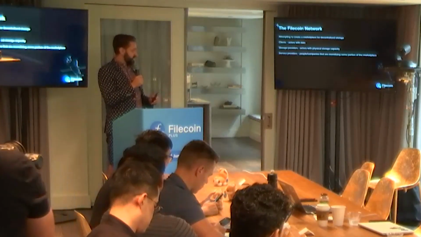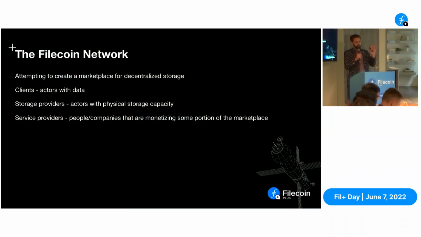So launching into it, starting at a mile high overview, in case you did not know, the Filecoin network, in broad strokes, not Filecoin Plus, the whole network, is really attempting to create a marketplace for decentralized storage. That's the very short elevator pitch, right? You have clients, they are people with data. You have storage providers, they are people who are adding the physical capacity to the network. And you have service providers, and those are people that are building some kind of service throughout this process. A number of you in the room and on Zoom are service providers. It can mean a lot of different things, but we can distill this down into those three different roles.